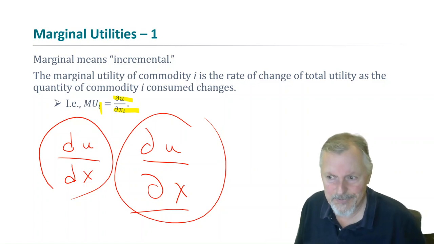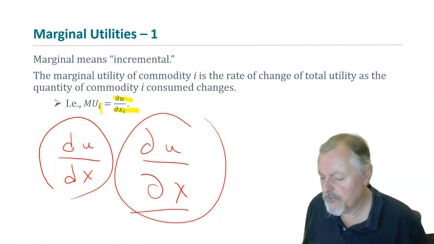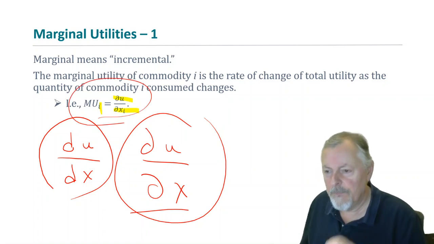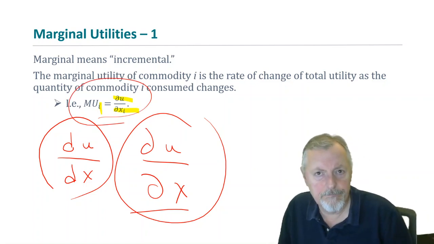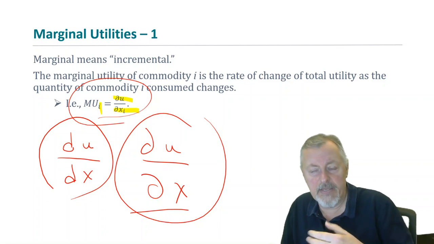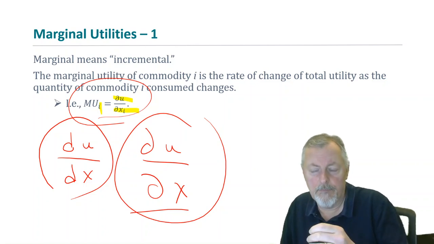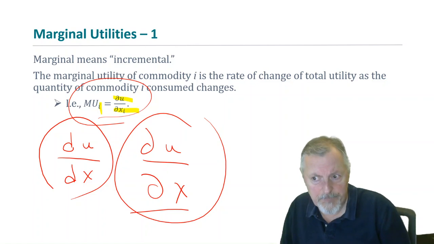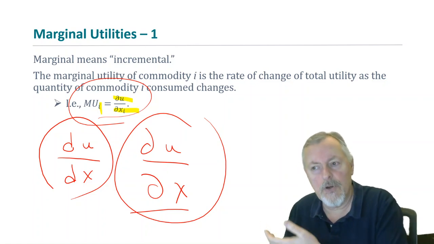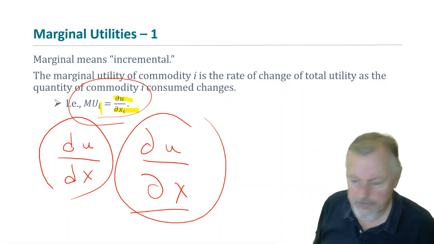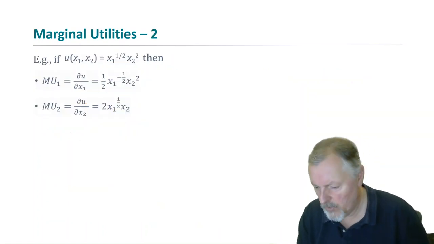You can master this. It just means that this is the change in utility caused by an incremental change in commodity Xi if there are multiple commodities. Let's see if I can give you a more concrete example.